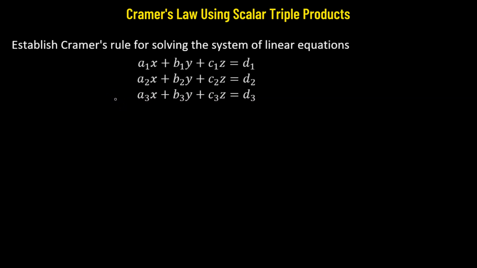So in this particular problem, we need to prove Cramer's rule for solving the system of linear equations using vectors. So let us begin. Let's label these three equations as 1, 2, and 3.